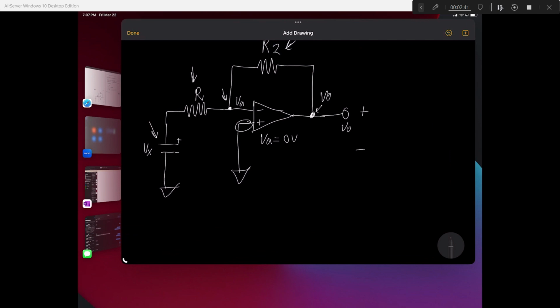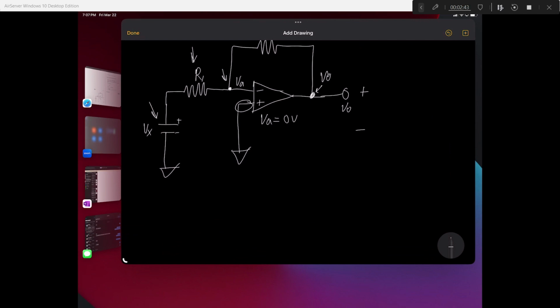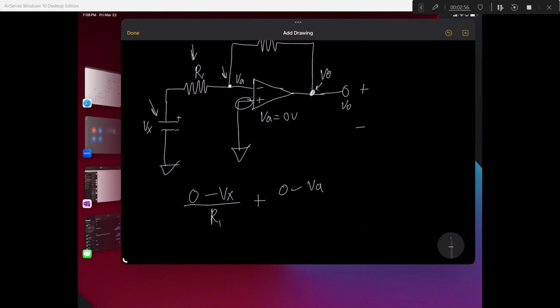So let's do nodal analysis. KCL at VA really quick. It's going to be (0 minus Vx) divided by R1 plus (VA, which is 0, minus V out) divided by R2. And since it's 0 volts and it's connected to the ground, this is going to have no current going through it, so it's going to be plus 0 really, but I'm not going to put that, is equal to 0.